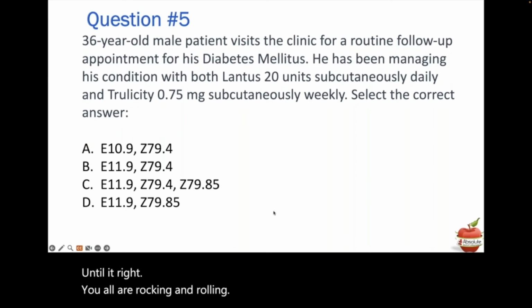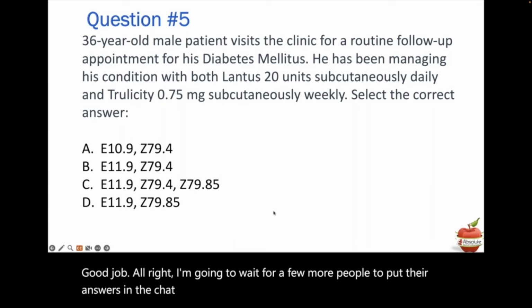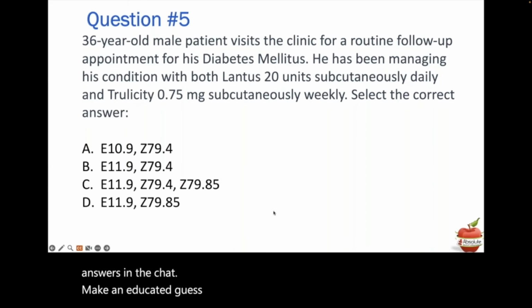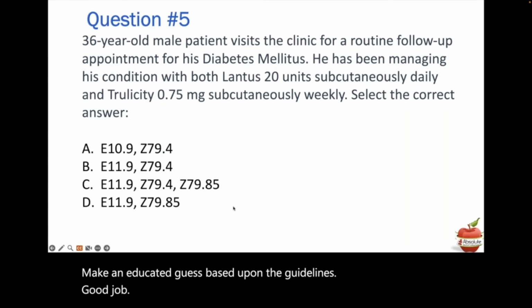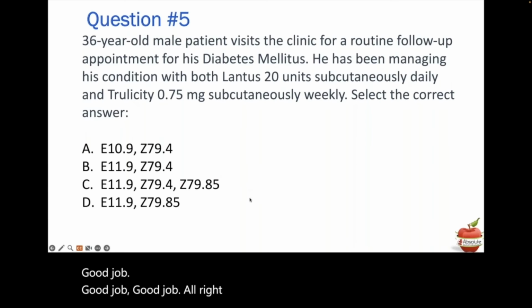Good job. All right, I'm going to wait for a few more people to put their answers in the chat. Make an educated guess based upon the guidelines. Good job. Good job. Good job.